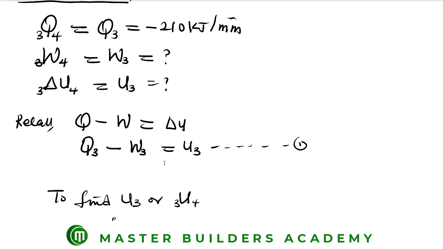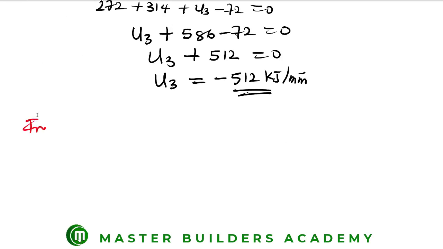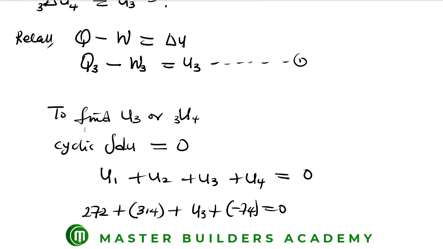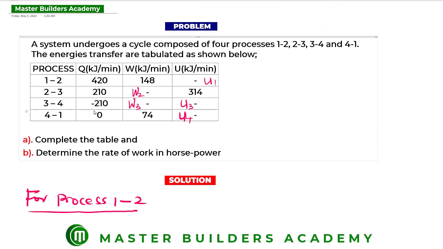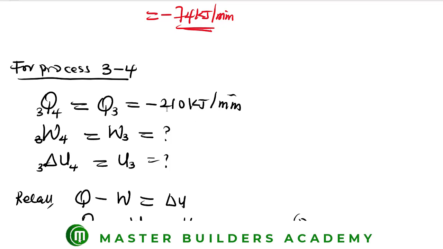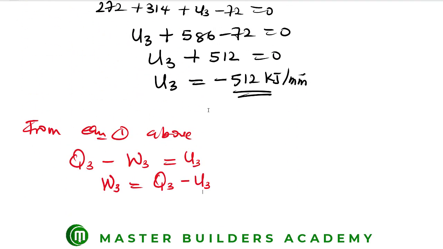Now that we know U3 and we know Q3, we can now find W3. From equation 1 above, recall that Q3 minus W3 is equal to U3. So I'm looking for W3. If I make W3 the zero formula, I'm going to have Q3 minus U3. We already know Q3 at that level is negative 210, as you can see at this point. Look at where we extracted the parameter. So it's negative 210, and then the value for the other is negative 512.